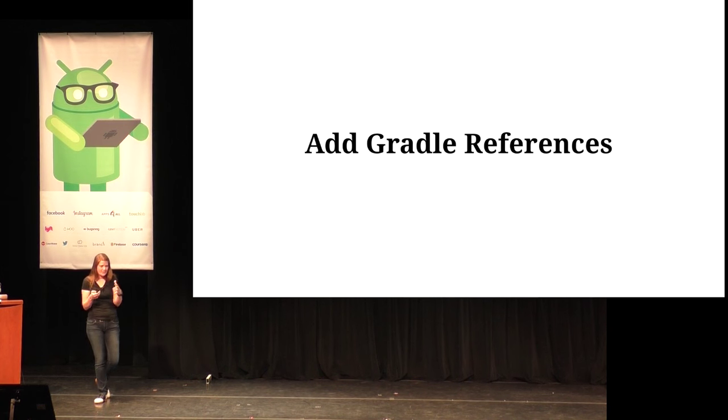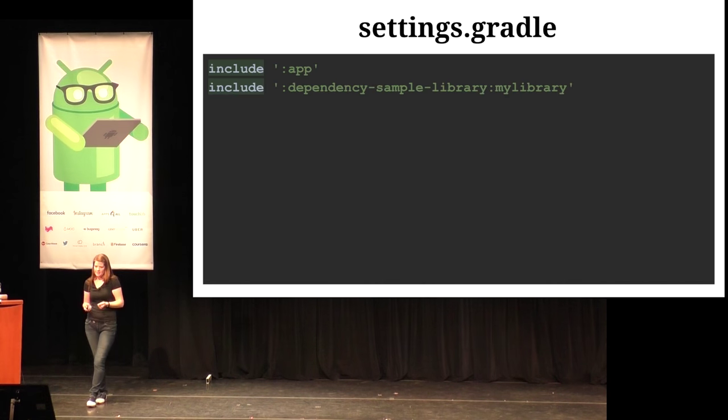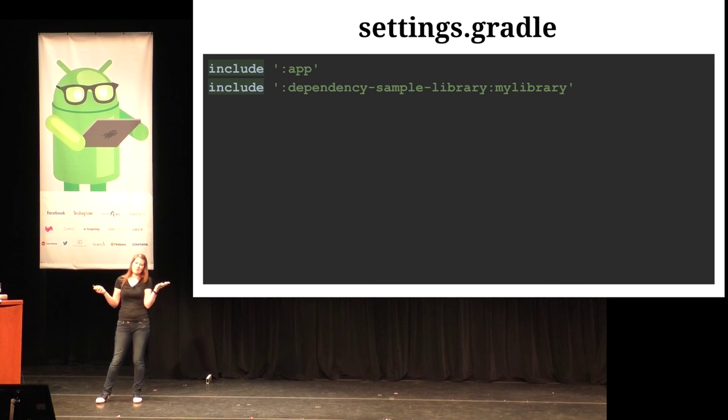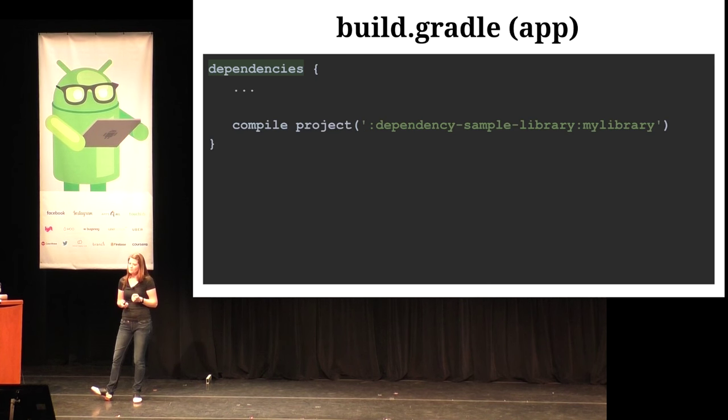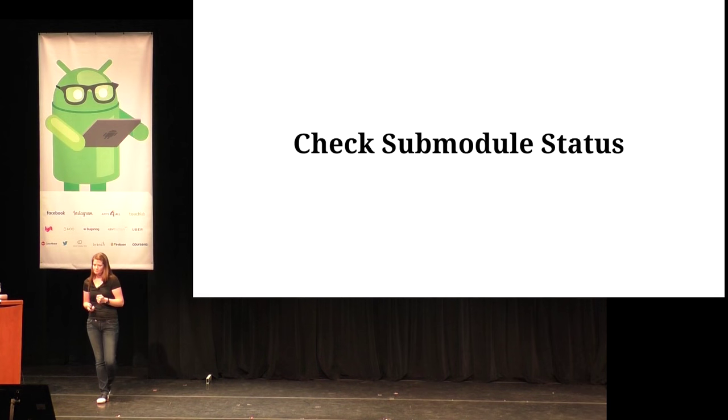All right, so Git has been set up to tie these two repos together, but our Android project doesn't know how to build it correctly. So of course, we'll have to add our Gradle references. In your repo level settings.gradle, you will include dependency sample library colon my library. If you're not familiar with Groovy or Gradle, the file delimiters, the slashes, are actually just colons. So this is basically just defining a directory file path. And then in our app module build.gradle file, we'll also say compile project and then the name of our project.